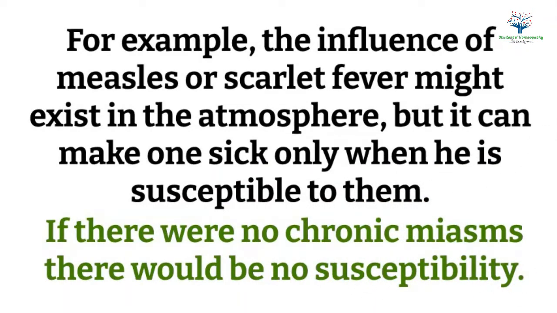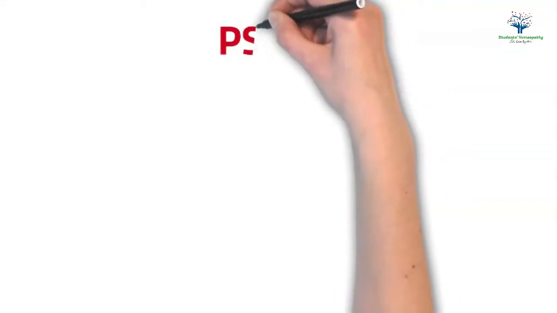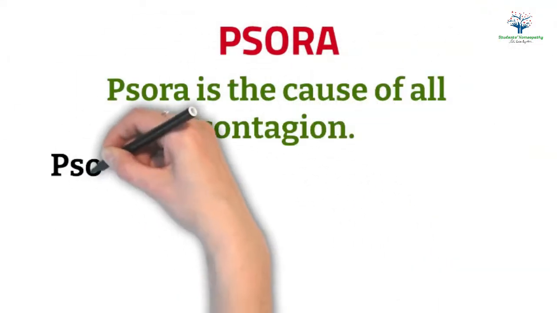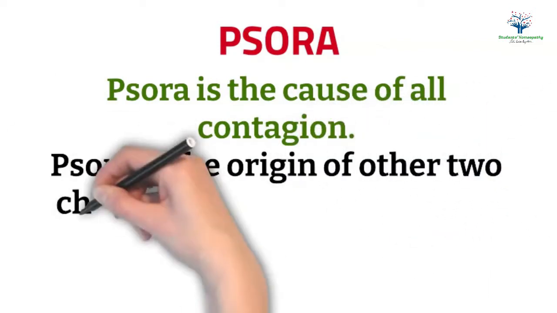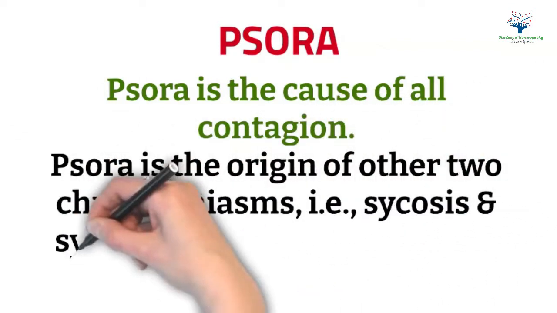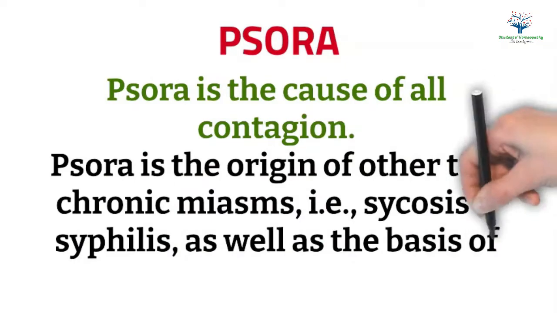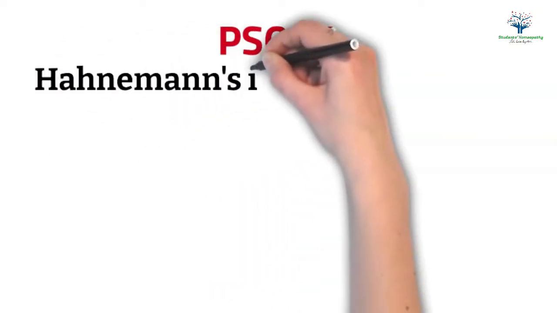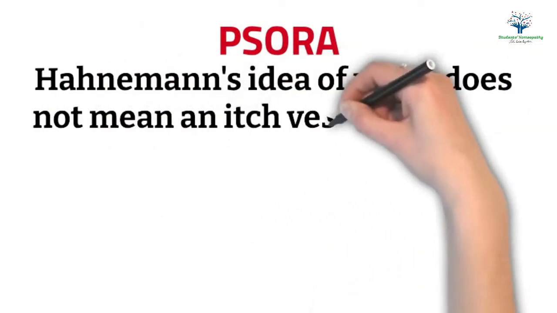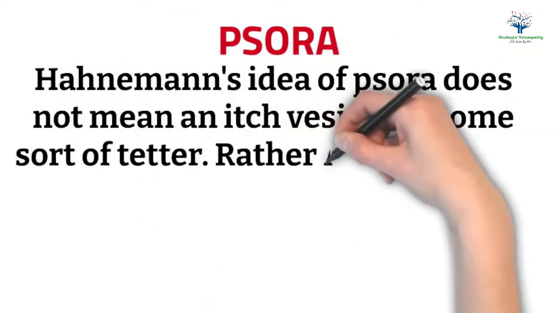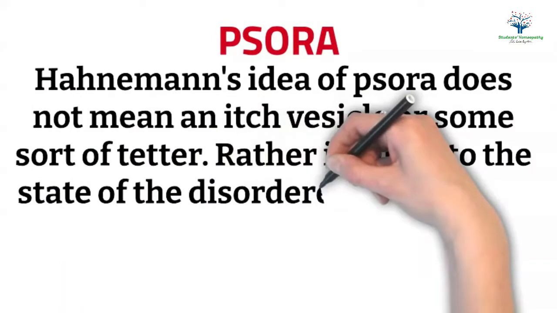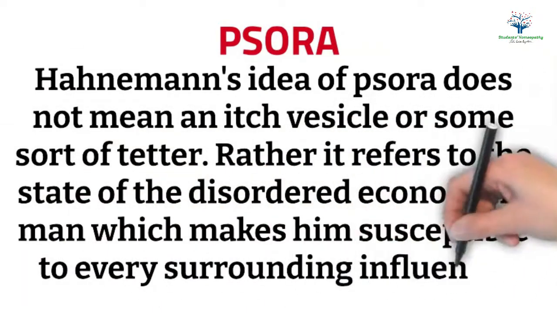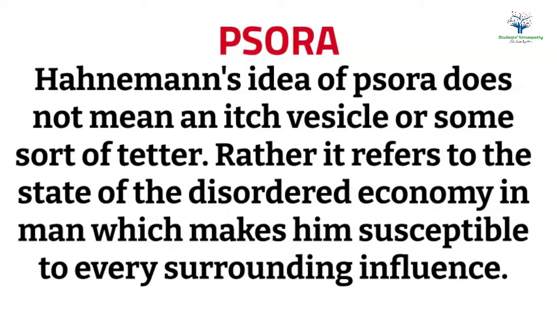Let's now know about the chronic miasm psora. So, psora is the cause of all contagion. Psora is the origin of other two chronic miasms, that is psychosis and syphilis, as well as the basis of acute miasms. Hahnemann's idea of psora does not mean an itch vesicle or some sort of tear. Rather, it refers to the state of disordered economy in man which makes him susceptible to every surrounding influence.